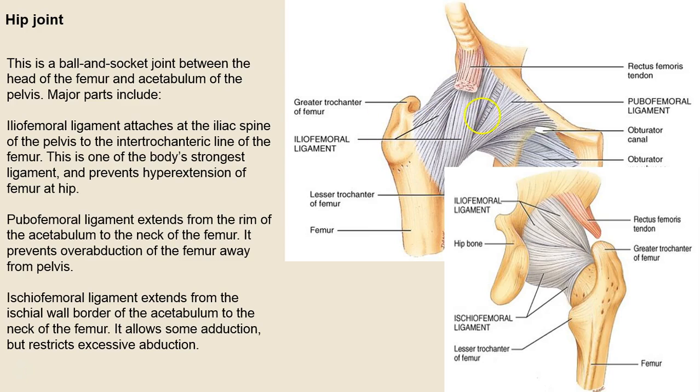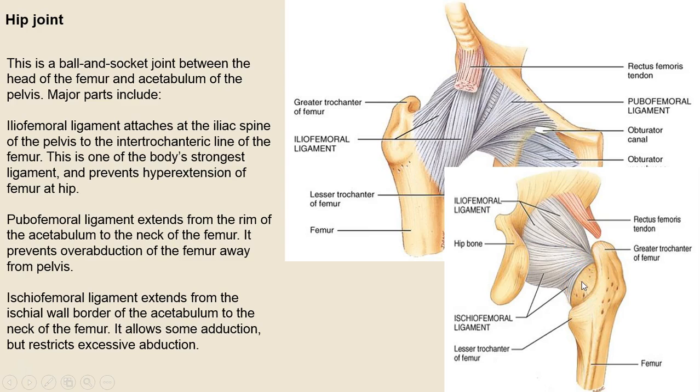Pubofemoral ligament, and here it is, close to the iliofemoral. And think of pubic, right? The pubic symphysis right here, the joining of the pelvis, the anterior fusion of it. Here we have a ligament that's going to extend from the rim of the acetabulum, and we cannot see that here because it's underneath, and then to the neck of the femur. So here's the neck, kind of buried under the iliofemoral. You can see a little bit of the neck here on the lower right, the femur.